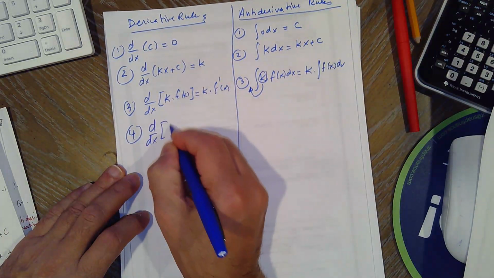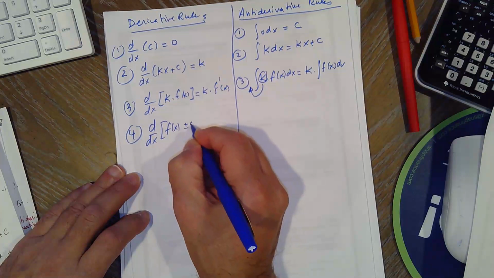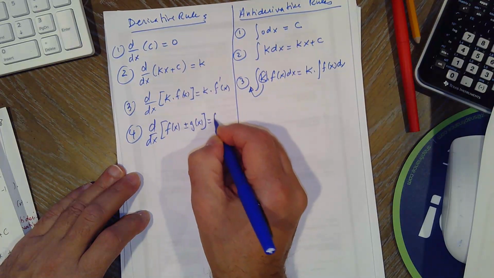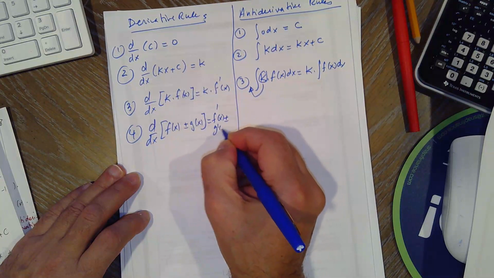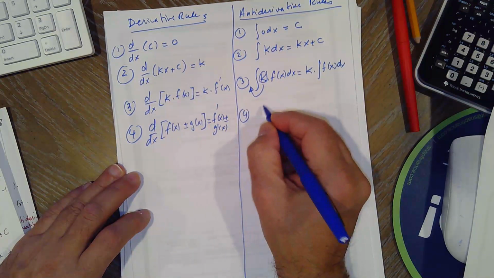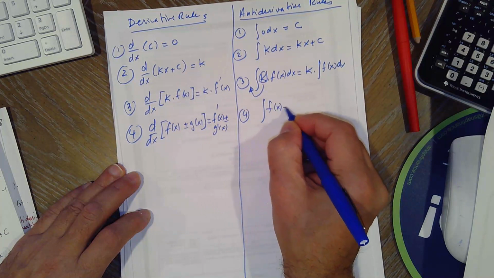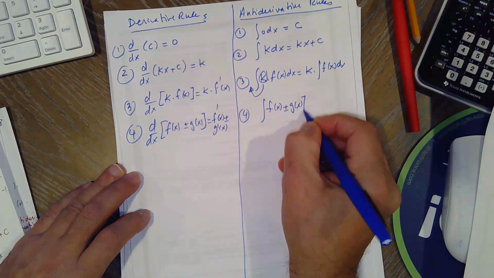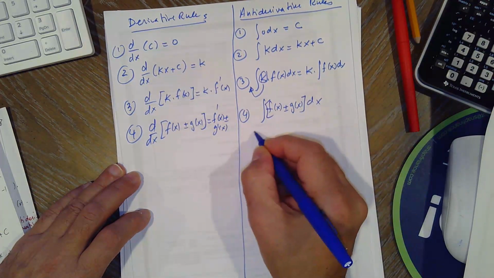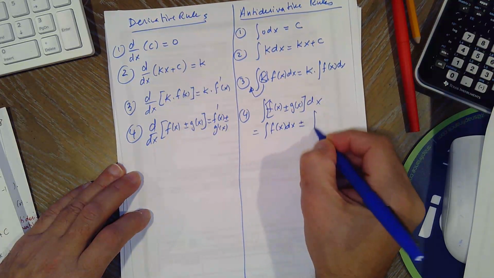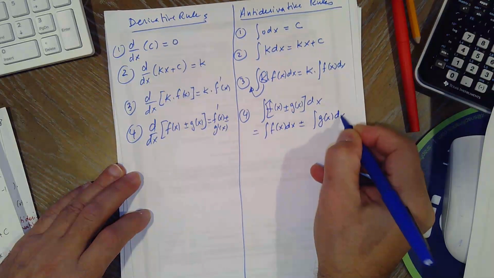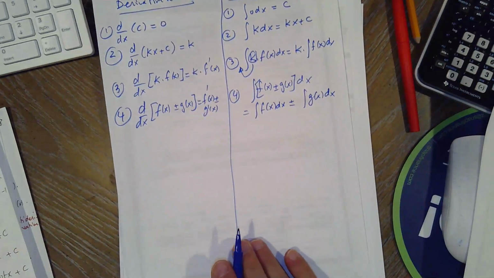The derivative of the sum or difference of two functions is the derivative of the first plus or minus the derivative of the second. Same thing with antiderivatives: for f of x plus or minus g of x, it's the antiderivative of f of x plus or minus the antiderivative of g of x.